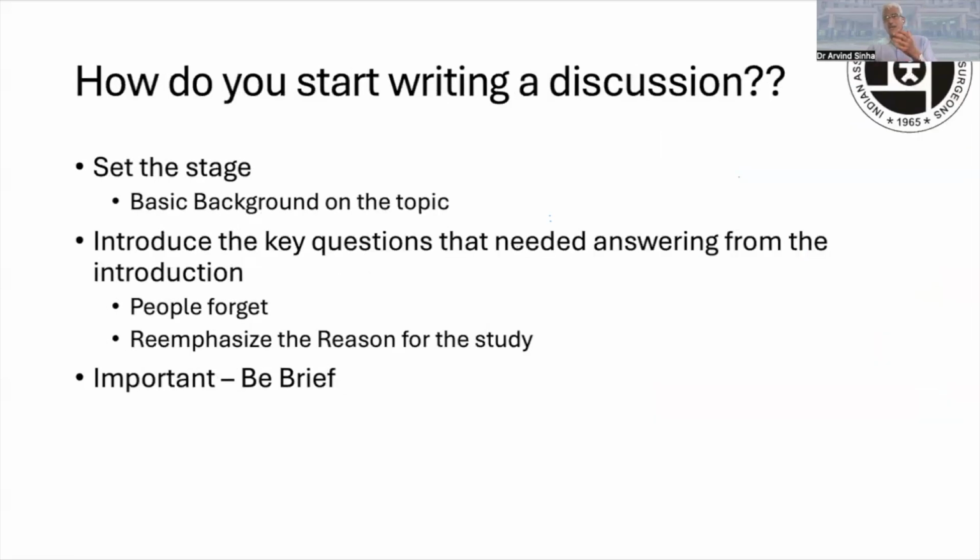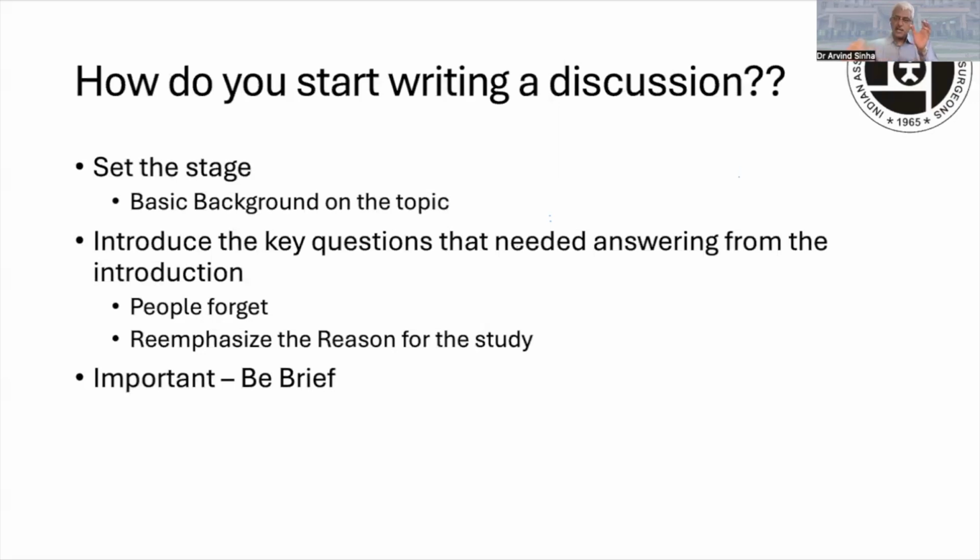So how do you start off? We've tackled the conclusion itself. You tackle the conclusion first, and then you start writing the paper, right? So for the first paragraph, one of the methods to start the discussion section is to set the stage and introduce the key question that you started off with, answering from the introduction, right?